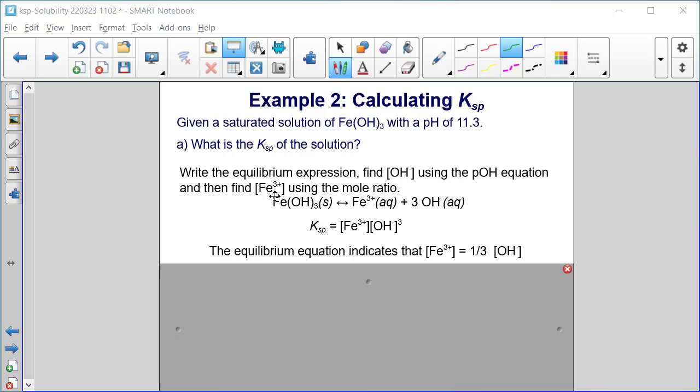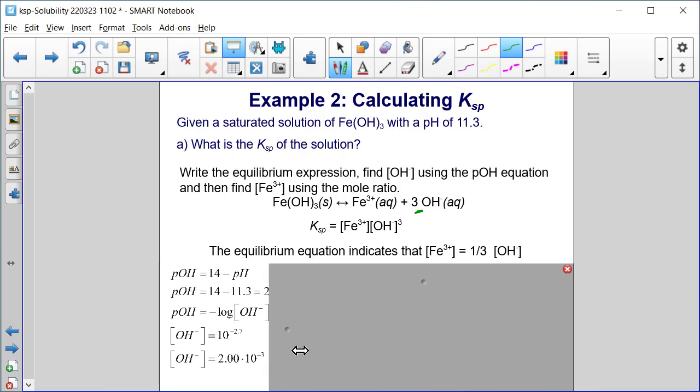So here's the dissociation of iron 3 hydroxide solid to iron 3 plus ions and 3 hydroxide ions. And KSP is the iron 3 plus concentration times the hydroxide ion concentration cubed, given this coefficient 3. The equilibrium equation indicates that the iron 3 plus concentration at equilibrium will be 1/3 the hydroxide ion concentration.